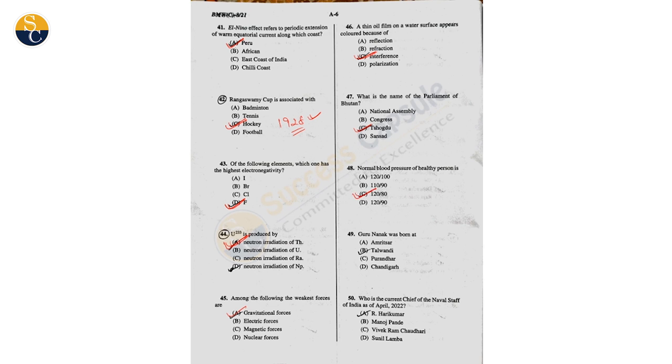Next question is, normal blood pressure of a healthy person is? Answer is C, 120/80. Next, Guru Nanak Dev was born at? He was born in Talwandi, in present day Pakistan. Next, who is the current Chief of Naval Staff of India as of April 2022? Answer is R. Hari Kumar. A is the correct answer. He is the 25th Chief of Naval Staff.